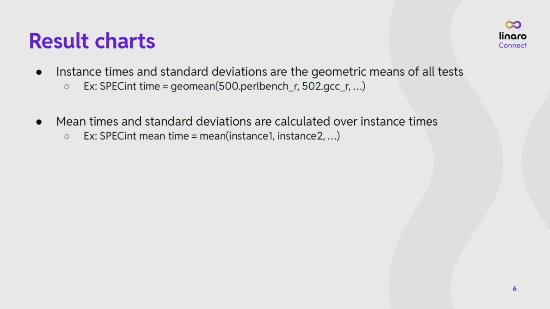Before I move to the result charts, I just want to make a few quick notes about them. The instance times displayed in the charts, and the standard deviations, are actually the geometric mean of the time of all benchmarks. So for instance, the SPEC int time for a given instance is the geometric mean of the times of each integer benchmark. And for the mean times and standard deviations, they were calculated over the instance times.